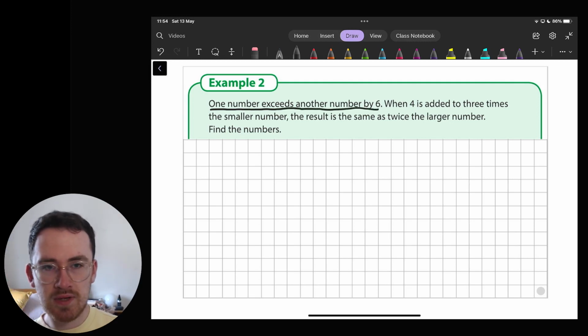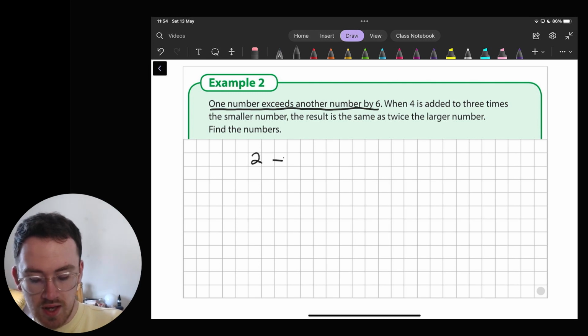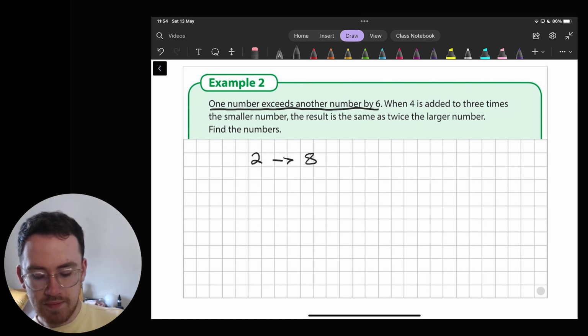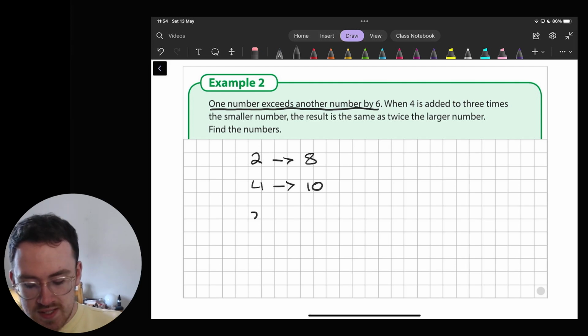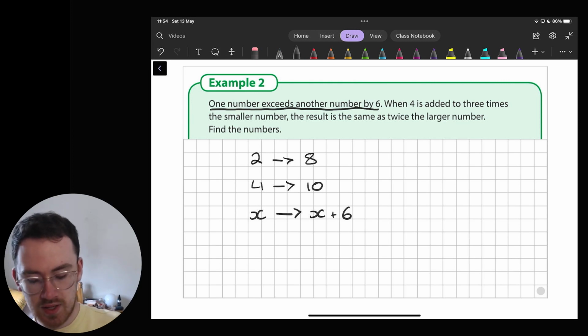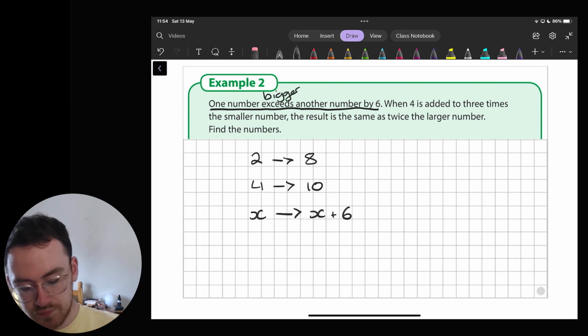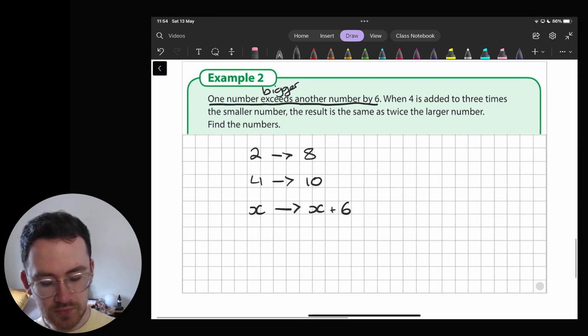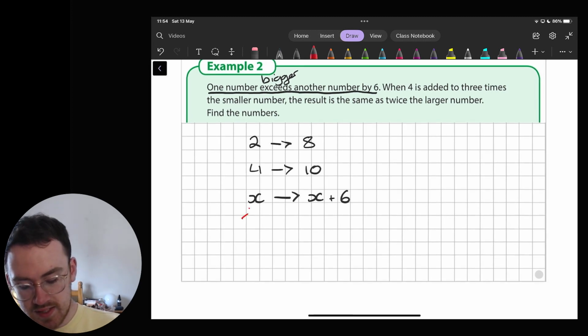So if we think about what that would mean in numbers, if one of the numbers was 2, if the other number exceeds it by 6, is 6 more, then the other number would be 8. Or if one number was 4, the other number would be 10. Okay, so if we say one of our numbers is x, the other number has to be 6 bigger. So that will be x plus 6. So exceed there is meaning bigger. So one number is 6 bigger than the other number. Obviously here then, this one will be the smaller of the two, and then this is going to be the bigger.